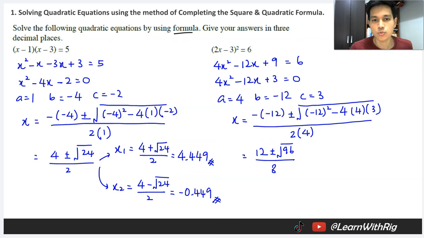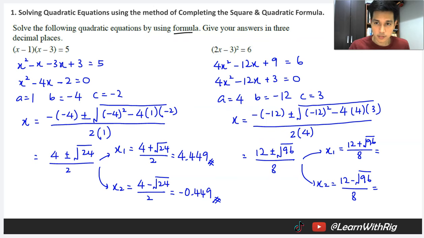So again, you're going to get two answers, x1 and x2. x1 is going to be equal to 12 plus square root 96 over 8, and you're going to have another answer, which is x2, 12 minus square root 96 divided by 8. So your answer is 2.725 and 0.275, right? So this is your answer.